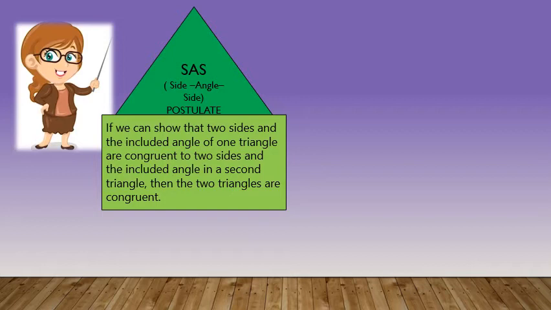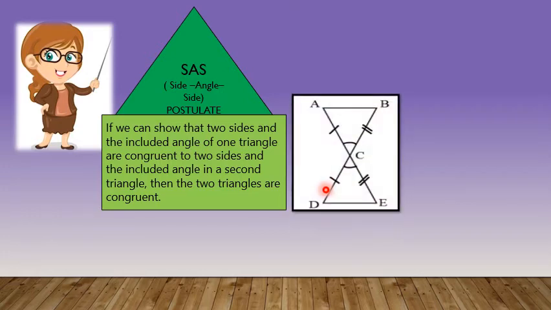Or just look at this key note, the side, angle, and side. So two sides are congruent and one included angle. So, alright. So let's go to the example. This is the example of side angle side.